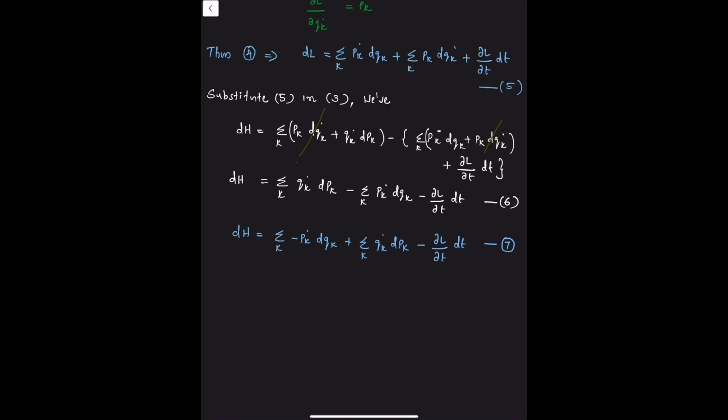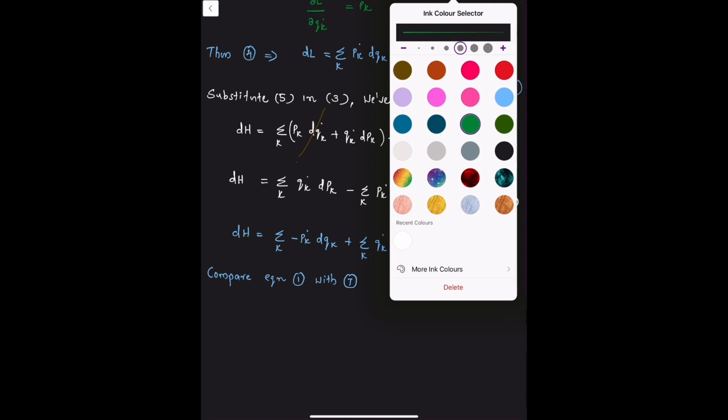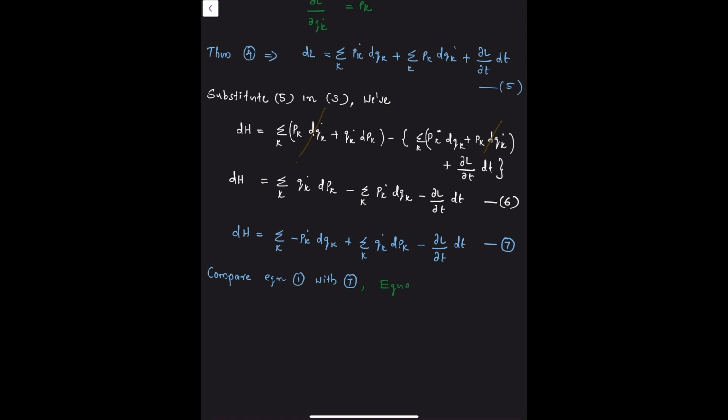Now let us compare our new equation, that is equation number 7, with our first equation, that is equation number 1. Let us write equation number 1 again. What is our equation number 1? dH is equal to sum over k ∂H/∂qk dqk plus sum over k ∂H/∂pk dpk plus ∂H/∂t into dt. This is our equation number 1.